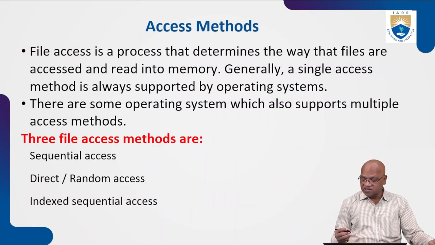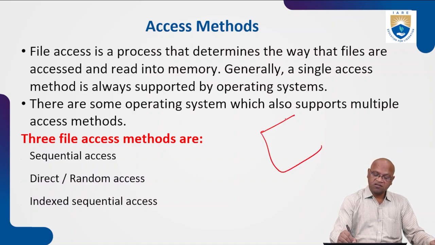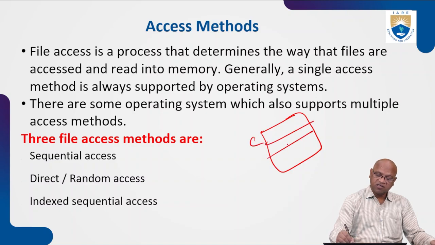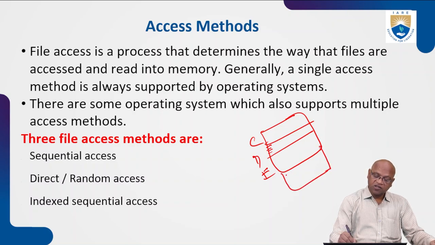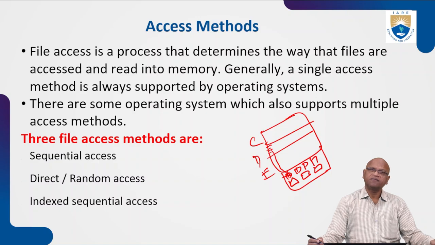So once the file is saved in the hard disk, this is our hard disk, and this is C drive, D drive, E drive. So you write a program and you save it somewhere in the D drive. Automatically, as I explained in the previous slide, there will be a file block in the hard disk at the end of the memory. Whenever one file is saved, it is saved in this file block.